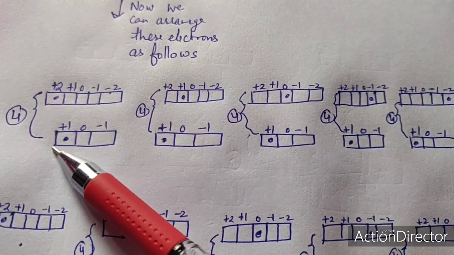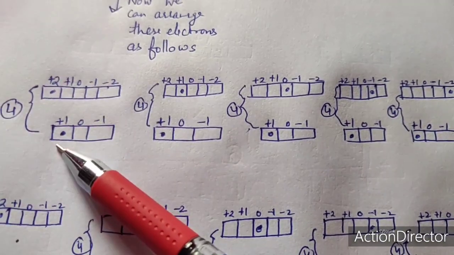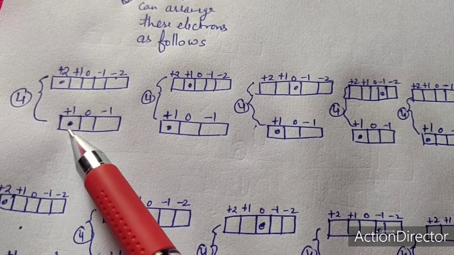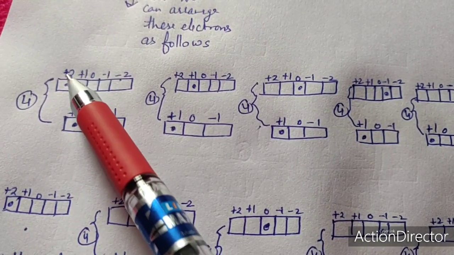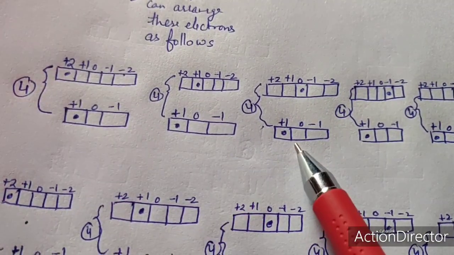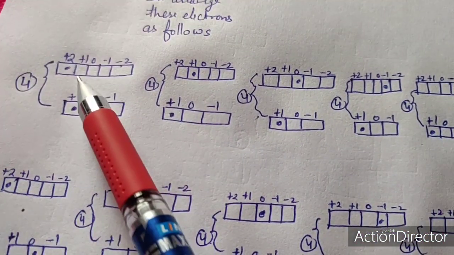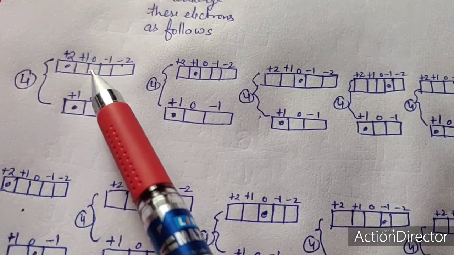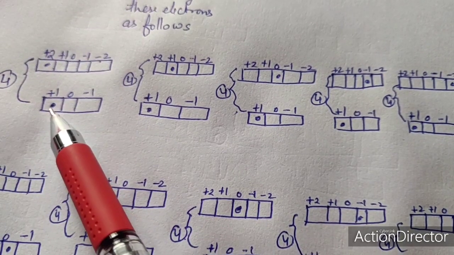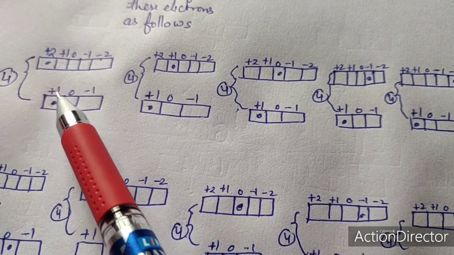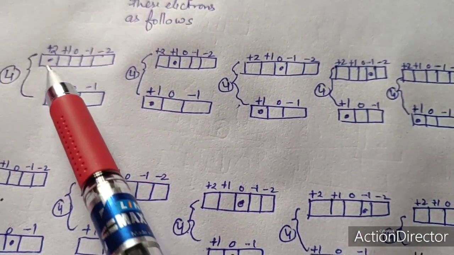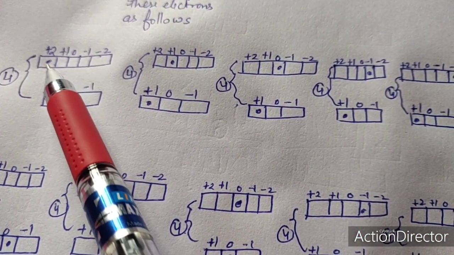So in this case, we can find that this electron is in the plus 1 p orbital and this is in the plus 2 p orbital. If we keep this electron in the plus 1 orbital, we can shift this electron from here to here. So we can find 5 combinations when one electron has ml value plus 1 in each case, but the ml value of the other electron changes.